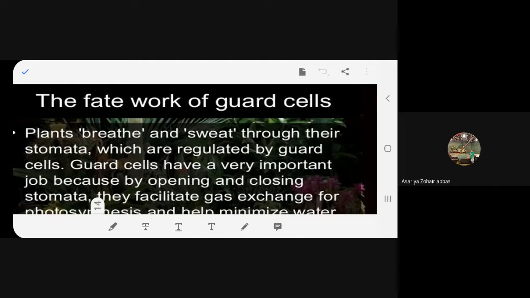Please be careful while reading because I'm going to put certain questions to you. Start. The fate work of guard cells. Plants breathe and sweat through their stomata, which are regulated by guard cells. By opening and closing stomata, they facilitate gas exchange for photosynthesis and help minimize water loss.